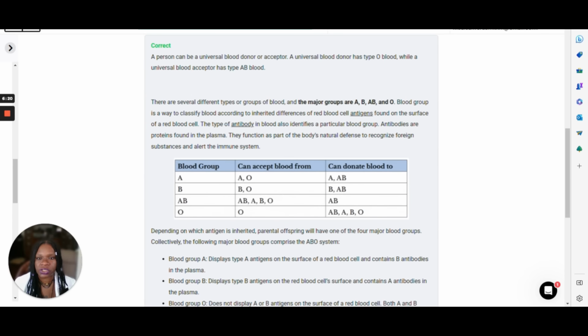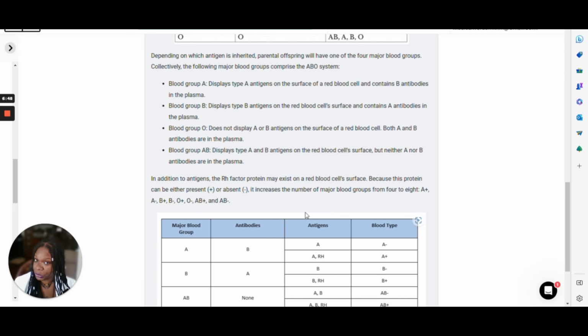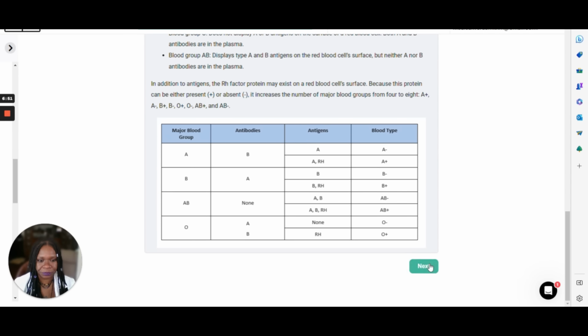If you look at this chart, you've got your blood groups A, B, AB, and O, and they can accept from all of these. But as you can see, type O blood can only accept type O blood. However, they can donate to everybody over here. So that's the one you're going to want to choose if you see this question on the test. And if you see one talking about the universal acceptor, you'll know that is type AB. Without further ado, we're going to move on to the next question.